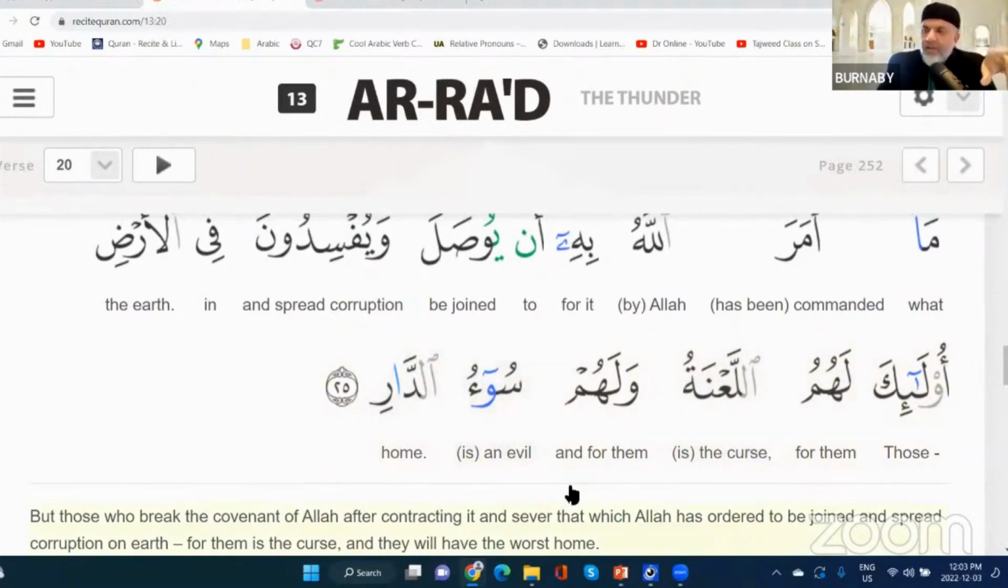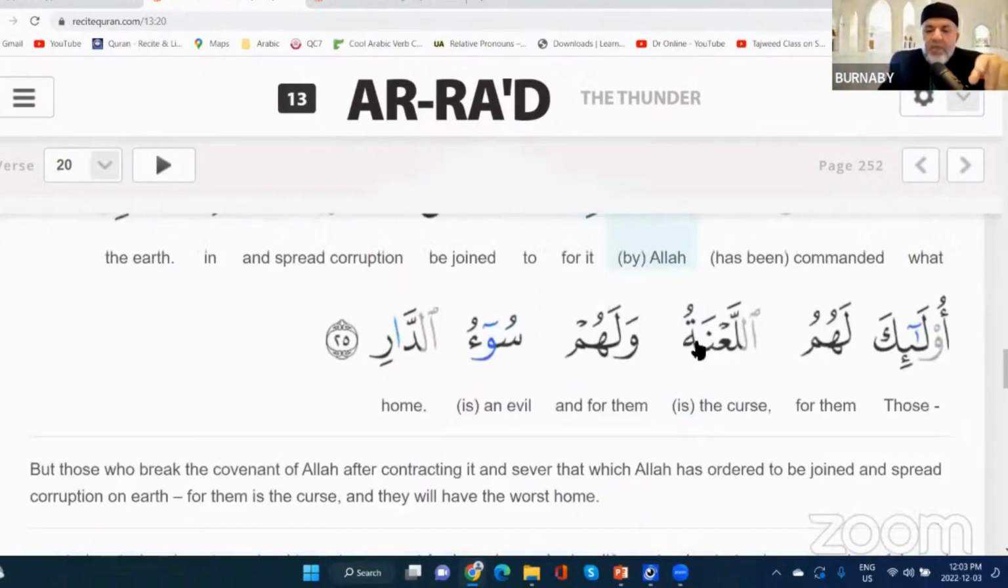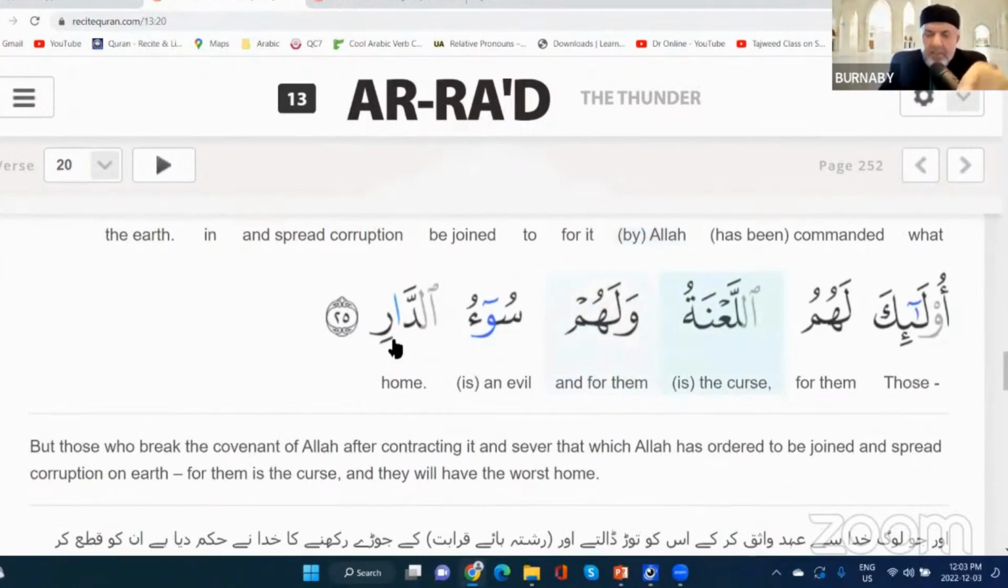You see that? For the good people, Allah subhanahu wa ta'ala gave like 4 or 5 ayahs, and in one ayah here, He's talking about the opposite. The people who do the opposite, for them is the curse, lana, and for them is the evil abode. What is the evil abode? According to that, it will be the hellfire, Jahannam.